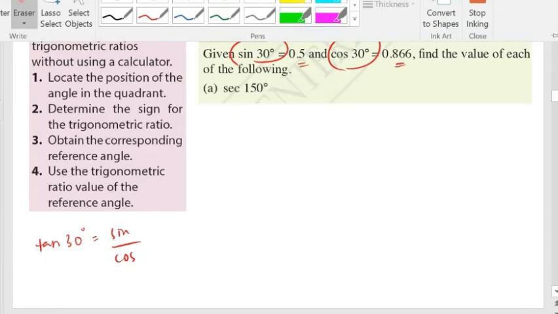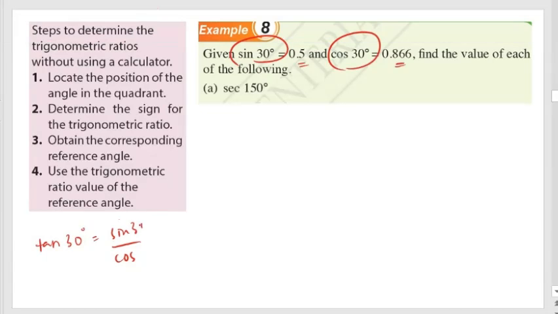Tan 30 degrees is equal to sin 30 degrees over cos 30 degrees. So the value is 0.5 over 0.866. You have seen cos and tangent already, so we can find the value. Now look at A, how to find sec 150. Sec 150, what is this location?